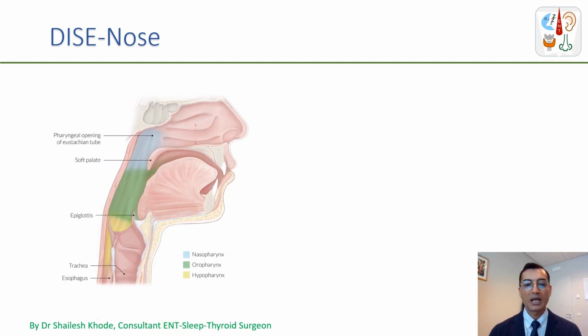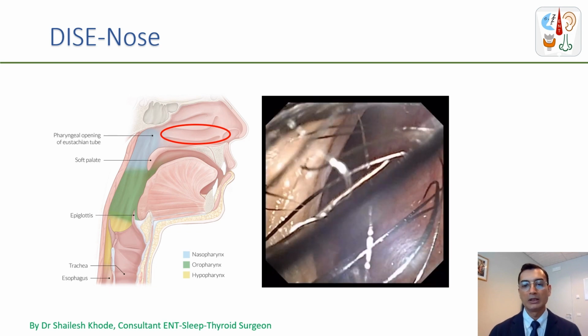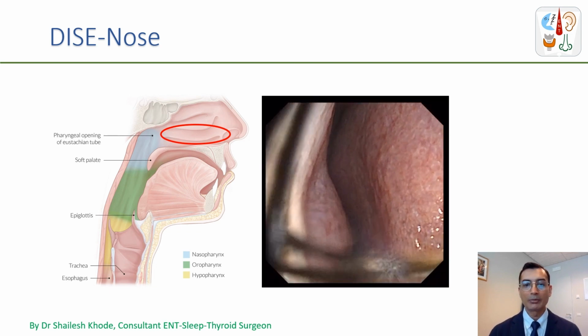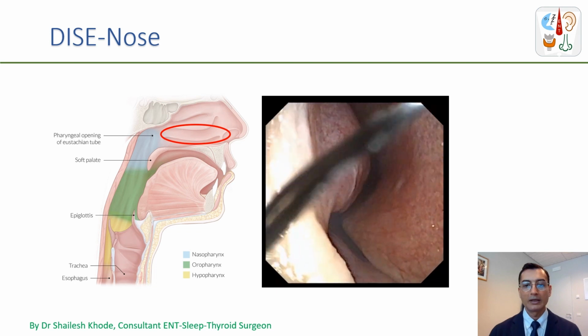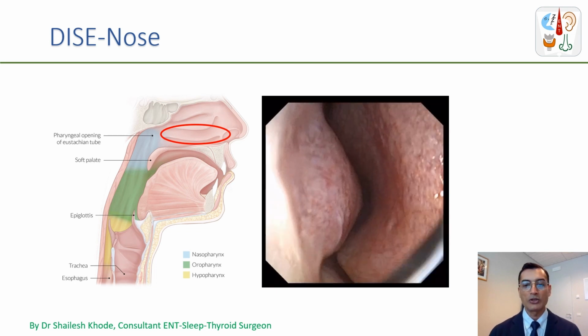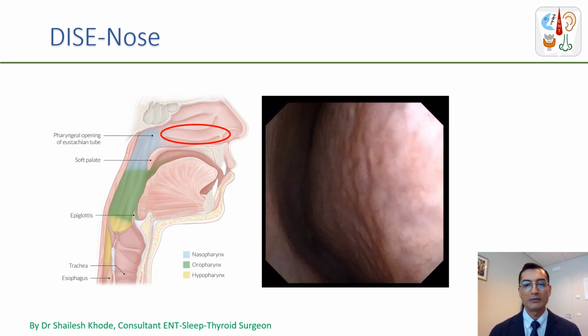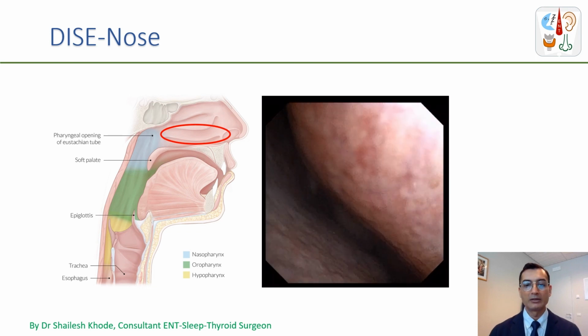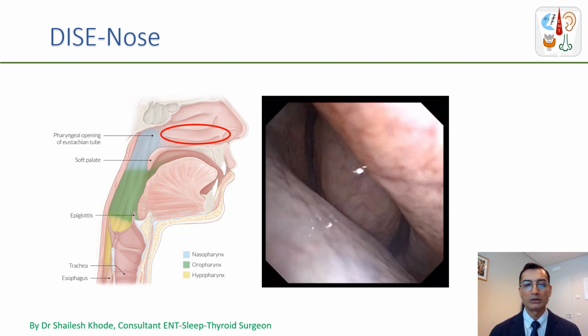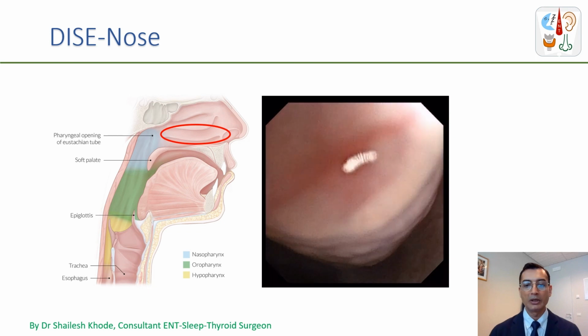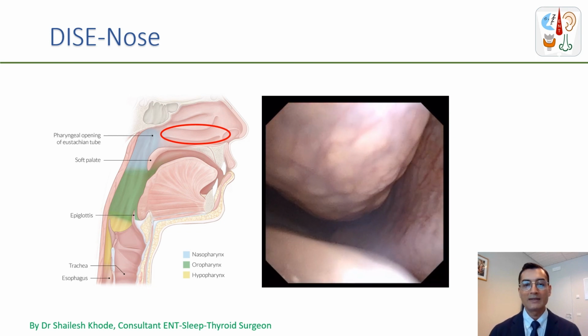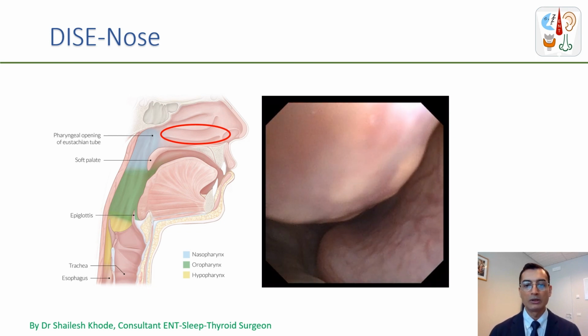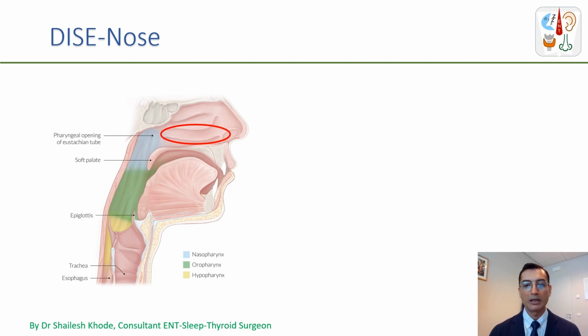When you pass the camera through the nose, it is very crucial to also document the deviated nasal septum and other sinonasal pathology, which is the main factor responsible for difficulty in breathing during night time. If there is a significant obstruction in the nose, it leads to Bernoulli's phenomenon and exacerbates the obstruction downstairs.